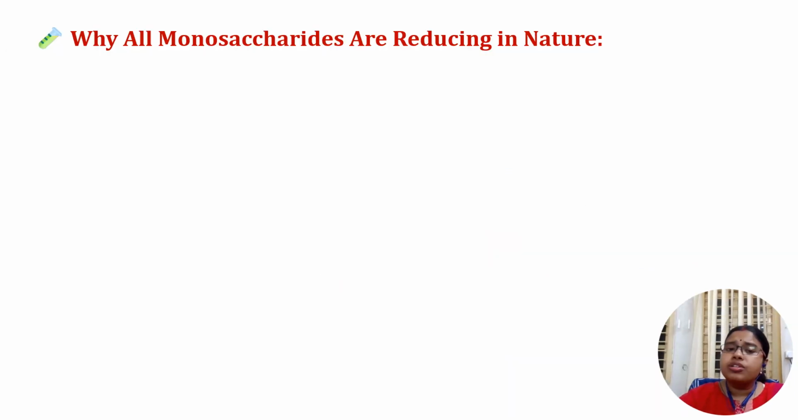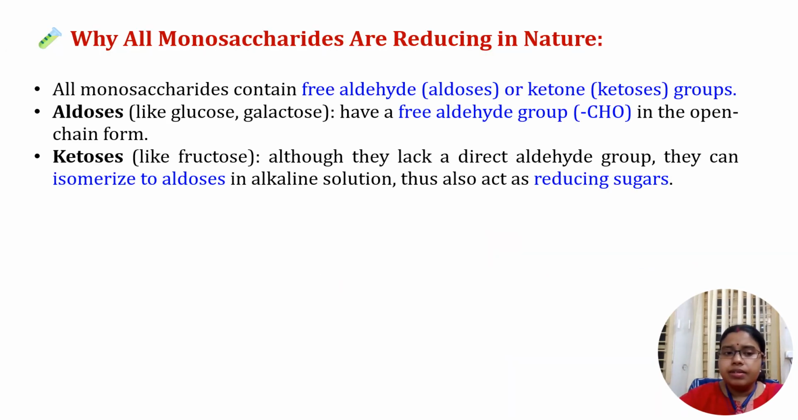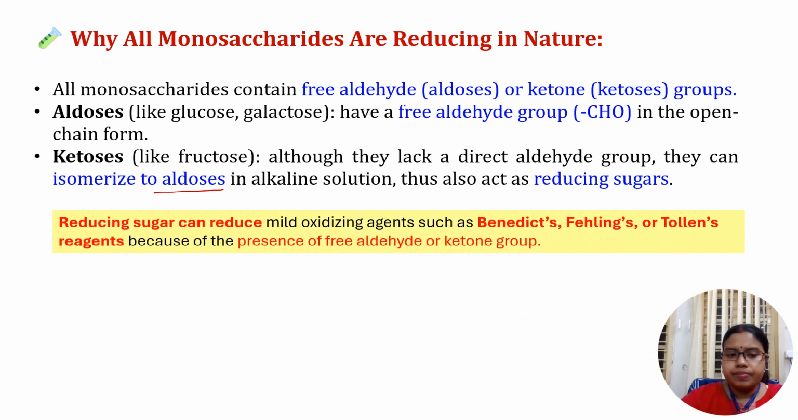So why are all monosaccharides reducing in nature? All monosaccharides contain a free aldehyde or ketone group. For the aldose family, it exists as a free aldehyde. For the ketose family, it exists as a ketone group. The aldoses have a free aldehyde group in the open chain form. Ketoses, although they lack a direct aldehyde group, can isomerize to aldoses in alkaline solution, and thus also act as reducing sugars.